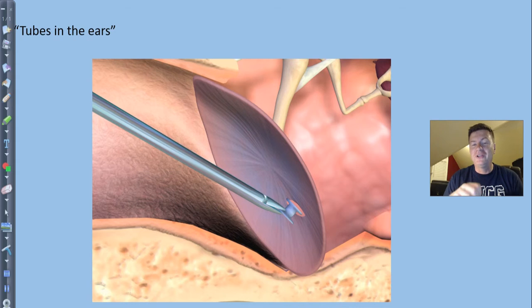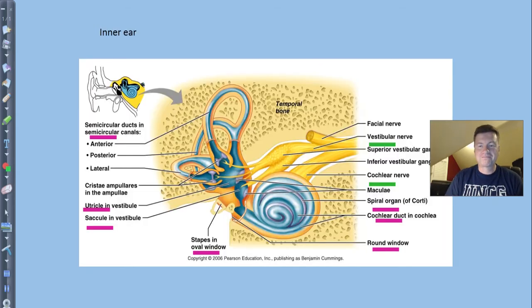Eventually, once these tubes are put in, they will usually fall out on their own. It's kind of hard to get a sense of the size, but they are tiny. You can probably get 8 or 10 of them on the size of a dime. They're not very big at all.